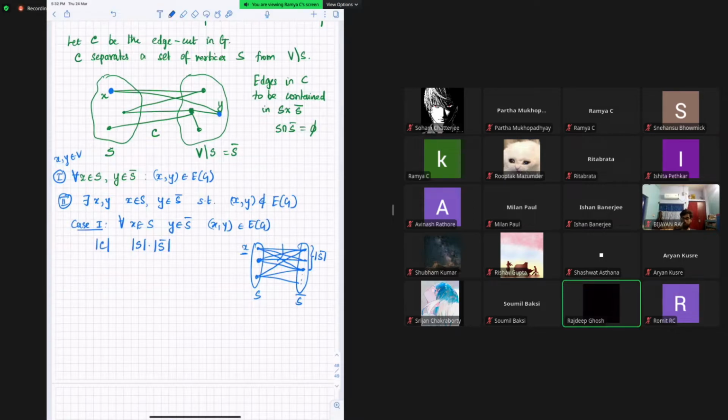Is that |C| = |S| · |S bar|? This one. Is that what you're trying to say? I could not hear clearly, but okay. So the size of the cut. What it means is that all the edges are crossing the cut. That is what we are saying in English.